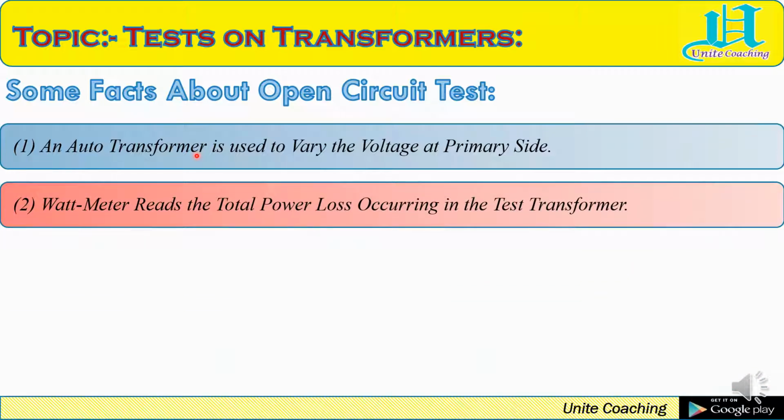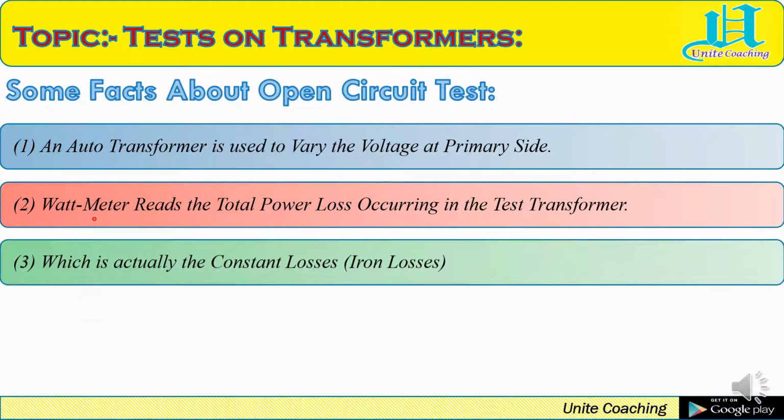Number 2: the wattmeter reads the total power loss occurring in the test transformer. That means the power losses occurring in the actual test transformer will be measured by the wattmeter. And these losses measured by this meter are known as constant losses, or iron losses. That means the open circuit test is performed to measure the iron losses, which is the summation of hysteresis loss and eddy current loss.